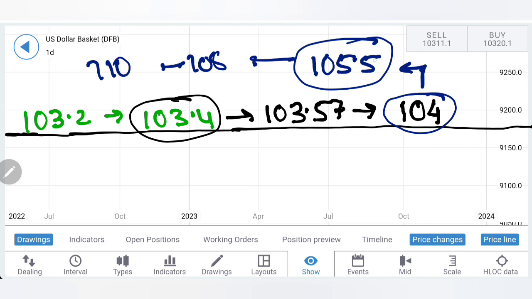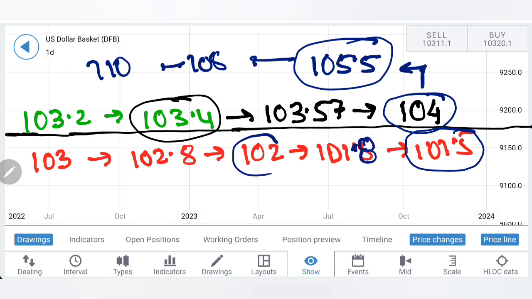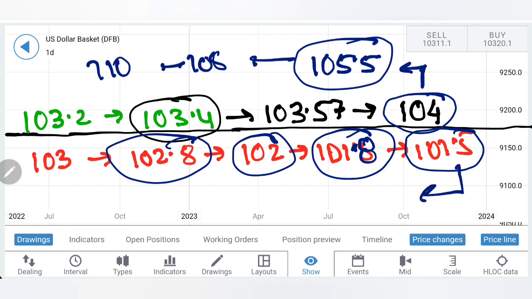On the sell side, where to sell? You can sell here at 103 itself. However, 102.8, 102, and then 101.8, 101.5. Now, as long as 101.5 is respected, the chances of reversal will be very, very high. But each and every level here is going to be great support for the dollar index. You should be cautious within this zone. As long as 101.5 is respected, we can expect a possible recovery.